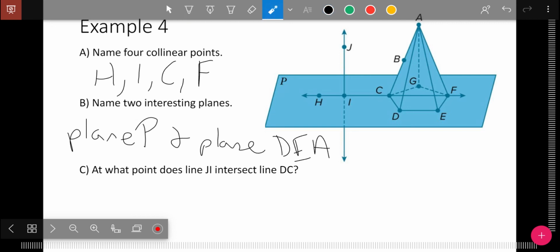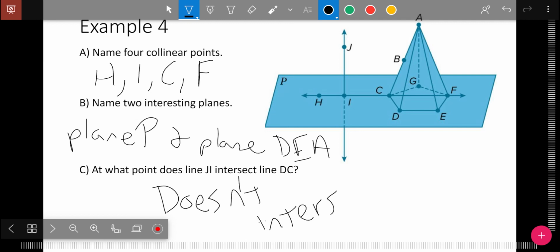Tricky one again here, line JI is this line that goes up through it, and the dash, dash, dash means it's going straight up through it. And line DC, even if I was to extend that line, is never going to touch this line that's going up and down. So this is a trick question. I don't know if you have one like that in the homework, but I wanted you to think about it. That's called a skew line, actually. We'll come to that vocabulary word skew later, not today.